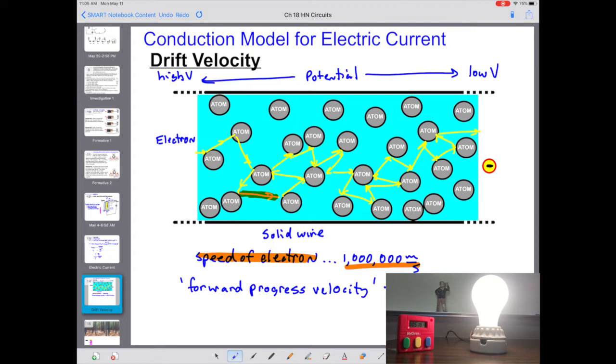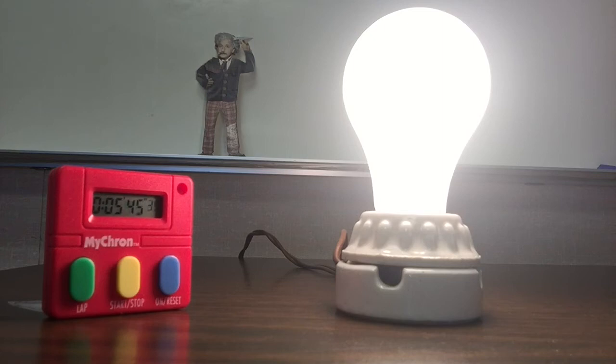The very irregular path means that electron does not go very fast in that forward direction. That forward progress velocity or drift velocity for a typical wire is somewhere in the neighborhood of 1 millimeter per second. So it's not making progress forward very fast at all. If we ponder back to the light bulb and the stopwatch, none of the electrons have made it yet to the light bulb from the outlet because they just don't move that fast. So then why is the light bulb on?